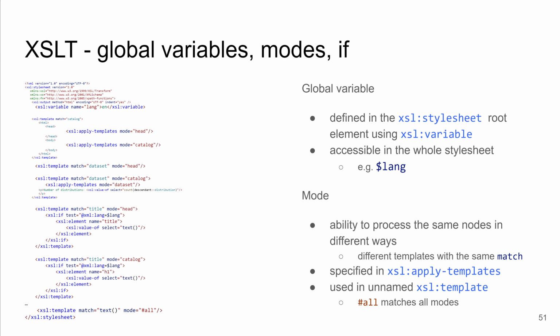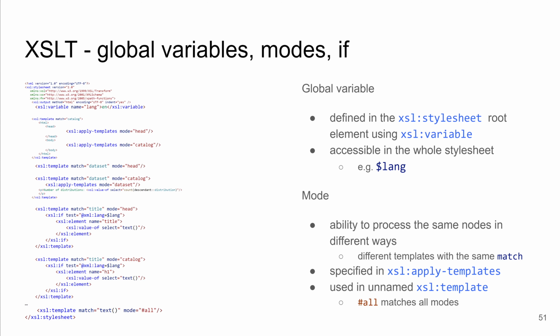Another construct I want to tell you about is called modes. Modes allow us to match the same elements but process them in different ways. Basically, it means that we may have multiple unnamed templates that match the same element, let's say, or the same node, but each of them processes the node in a different way, and the mode is the way of specifying the mode in which the XSLT processor runs currently. So the mode is specified whenever apply templates is called.